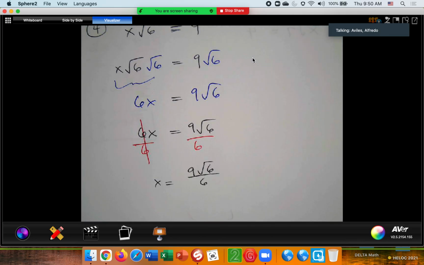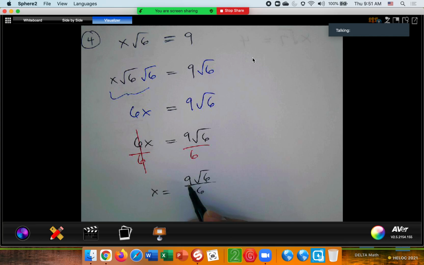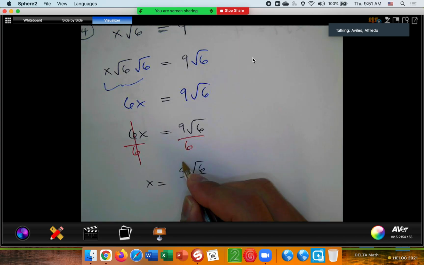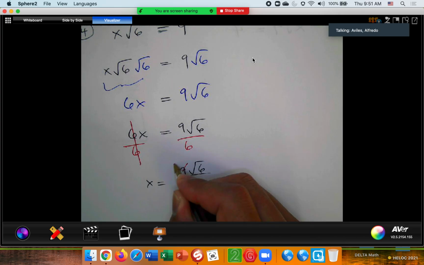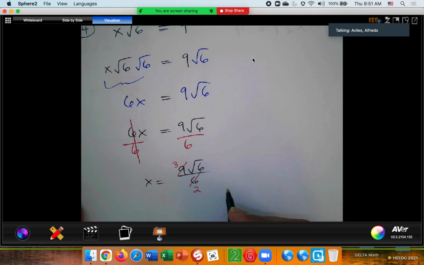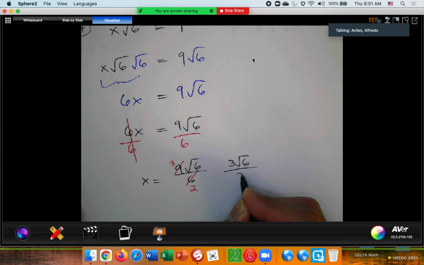Somebody tell me if that's the final answer. No, very good. Why not? Because you could reduce it. Very good. 9 cannot be divided by 6, but there's another number that can. They can be divided by 3. 3 goes into 9 3 times. All right. That is correct. Good job, guys. Final answer for this one is 3 root 6 over 2.